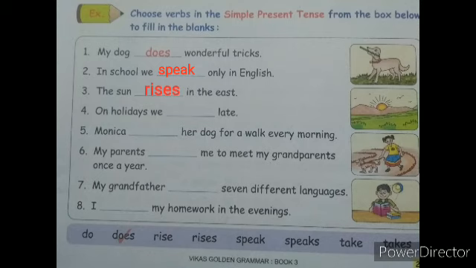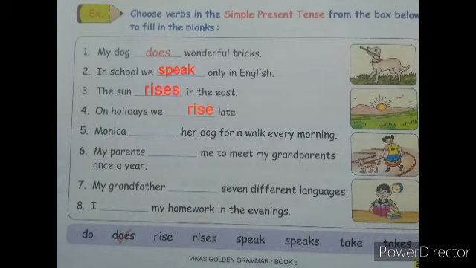Fourth one, on holidays we dash late. The word we shows the second person. There is no change in the base verb. The answer is rise. The base verb is rise.